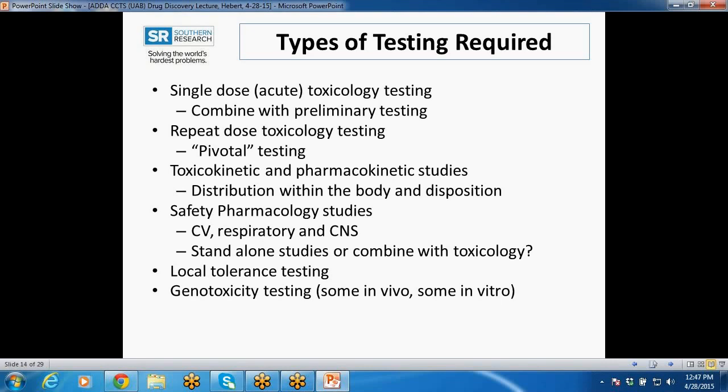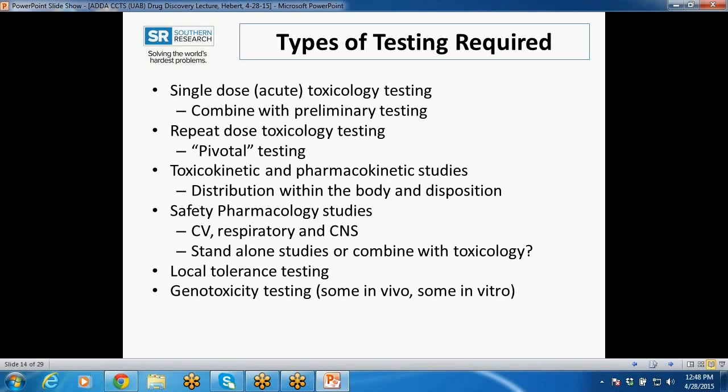Pharmacokinetics look at how quickly the drug is eliminated from the blood. You can do pharmacokinetics on tissues as well, but usually it's in the blood. I will point out that toxicokinetics and pharmacokinetics are not the same thing.